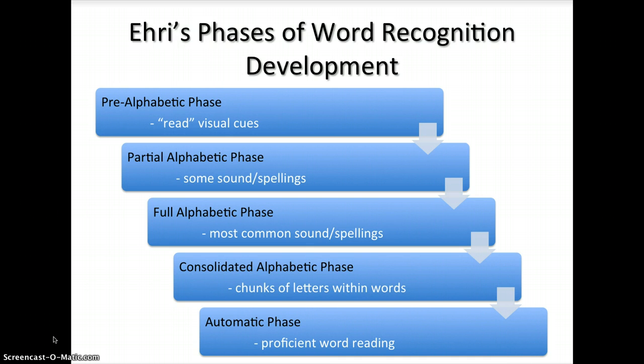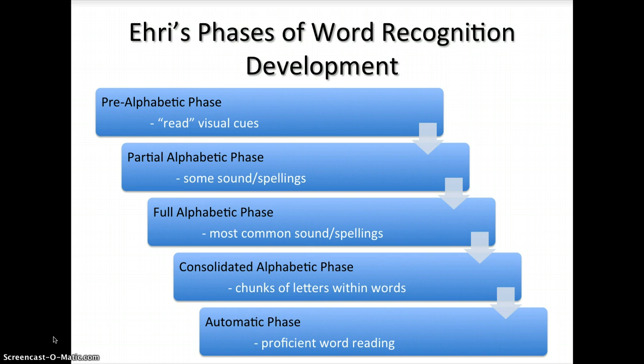Moving into the partial alphabetic phase, this is where students recognize some of the letters of the alphabet and are able to use them together with context to begin remembering words by sight. So they're using some of the knowledge that they have of sounds and spellings and attempting to sound out these words and possibly use context, knowledge, and understanding to figure out the word despite the fact that they might not know all of the letter sound correspondences yet. And they may or may not get the word correct.